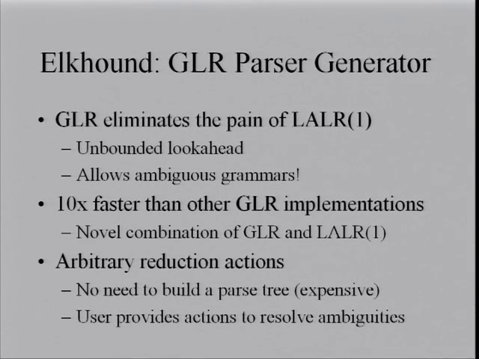Furthermore, unlike previous GLR implementations, you can use arbitrary reduction actions. Most GLR implementations build a parse tree first and then give you that and you can work on it, but a parse tree is very large. So instead, Elkhound uses just user-defined reduction actions that are executed on the fly during parsing rather than actually materializing a parse tree.